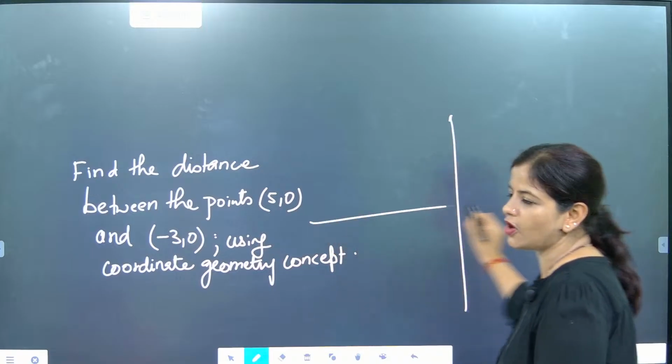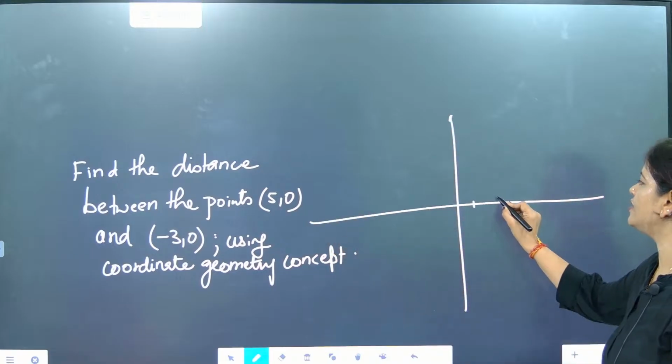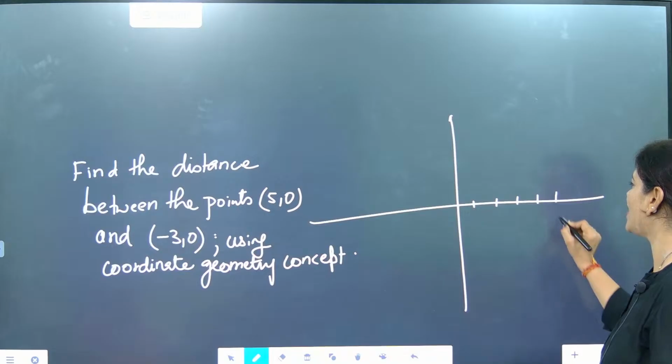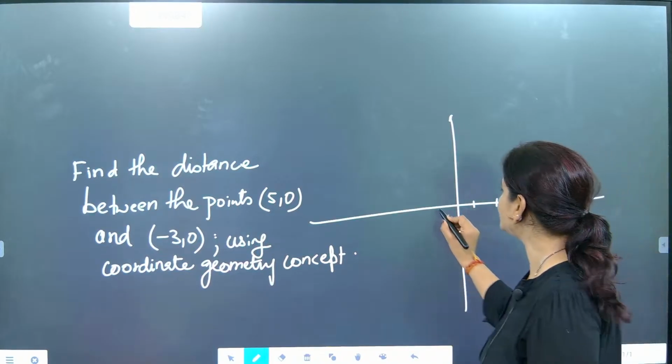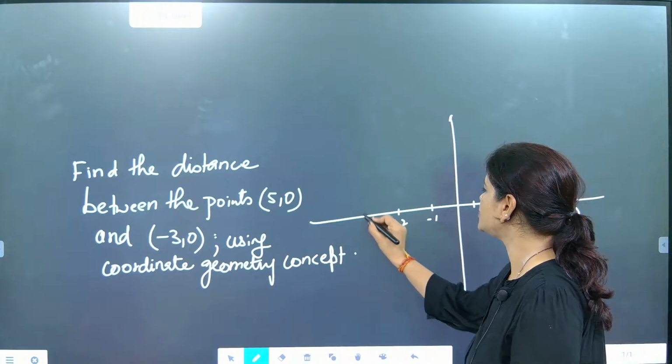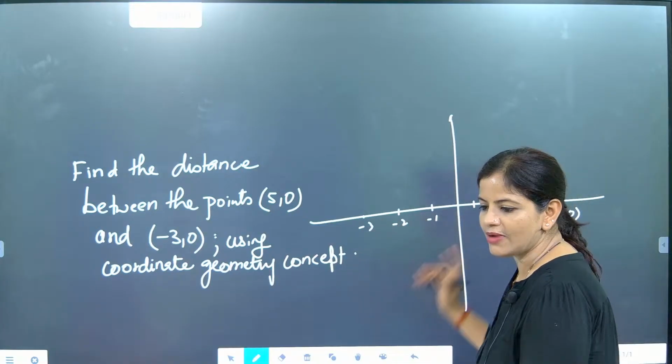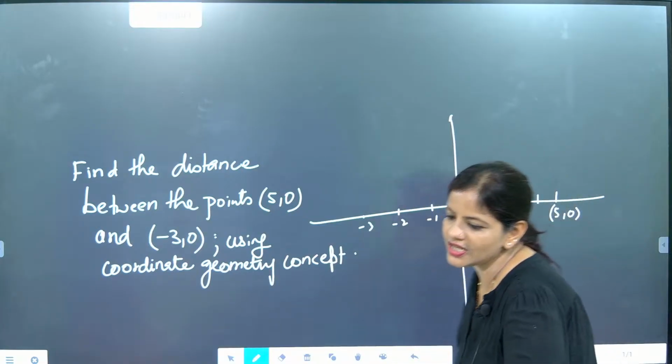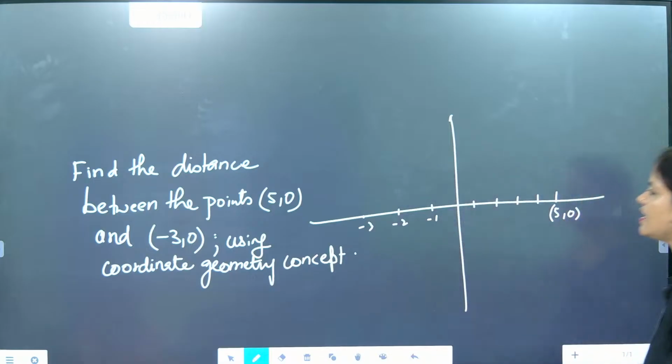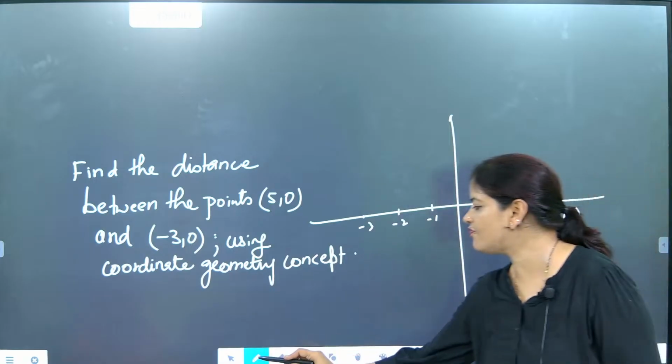So first we will plot the point. The first point is 1, 2, 3, 4, 5. So this distance is 5, 0. Then -3, beta. -1, -2, -3. Understood? -1, -2 and -3. Tanisha, absolutely correct, beta. So now shall we find the units, beta?